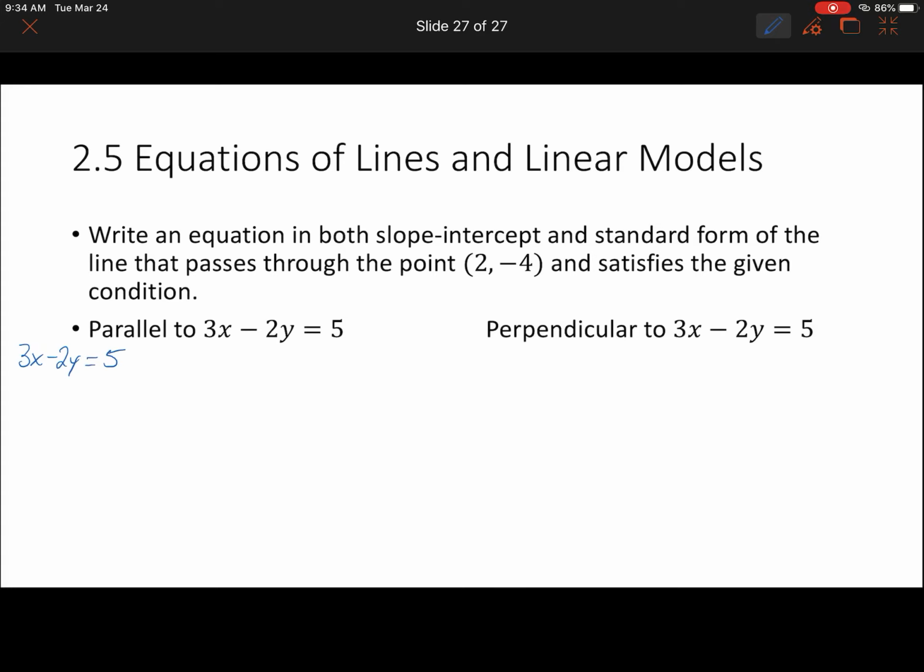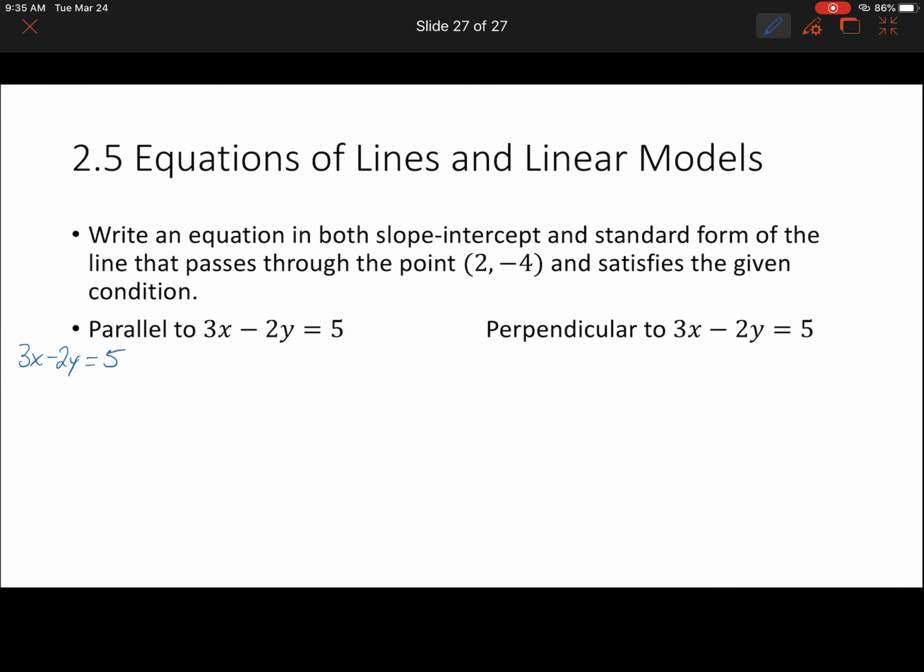So the very first thing we need to do is take this 3x minus 2y equals 5, and we need to find that slope. Because if the line's going to be parallel to it, then we need to know what that slope is so that we can use the same slope. If it's going to be perpendicular, we need to know what the slope is so we can do the opposite reciprocal.